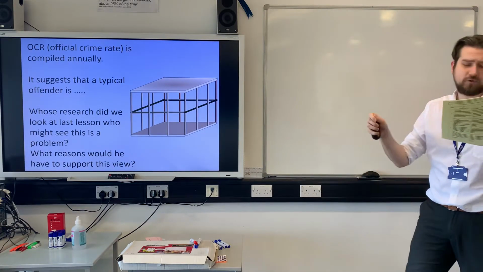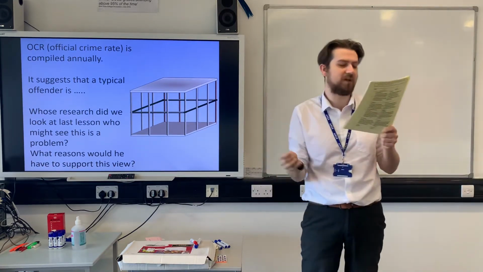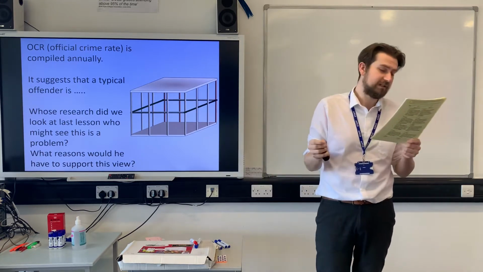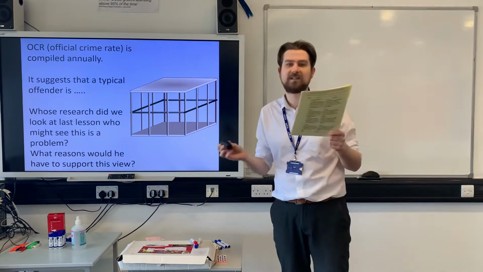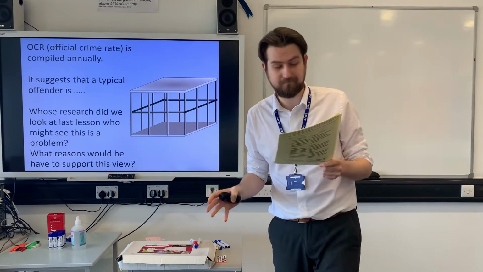Sociologists argue that the official crime rate seriously underestimates the real or true rate of crime. The British Crime Survey suggests that nearly 50% of crimes are not recorded. The difference between the official crime rate and the real crime rate is referred to as the hidden or dark figure of crime. That's your missing word at the bottom.